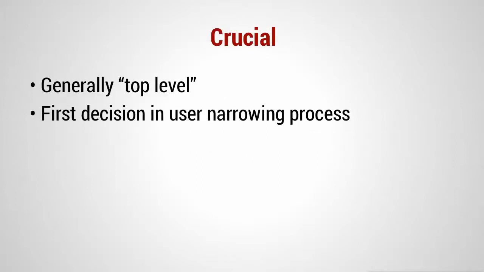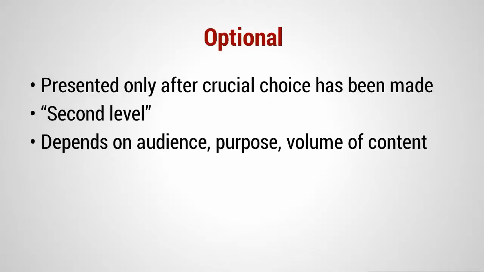So crucial is generally what we consider top-level navigation. It's the first decision in users' narrowing process. So crucial metadata categories are generally presented in the main navigation because it's the first step in narrowing. Optional is presented only after crucial choices have been made. This is considered second level navigation, and it really depends on the audience, purpose, and volume of content, just like the metadata types. Optional metadata is really going to depend on who's looking at your site, how much they know about what you do already, what the purpose of your site is, and how much content you have and what different kinds you have.